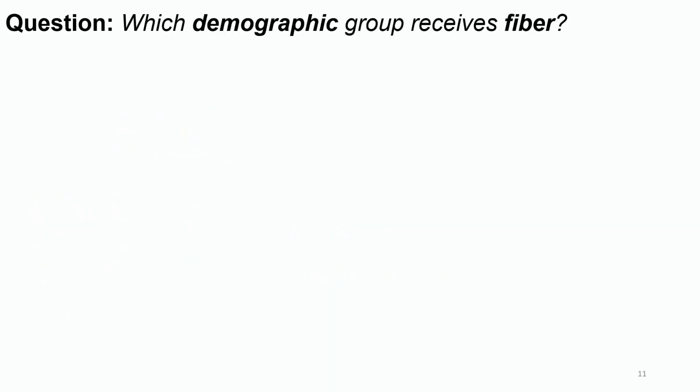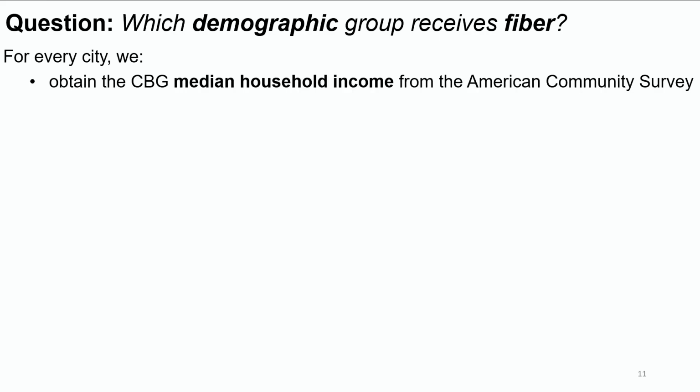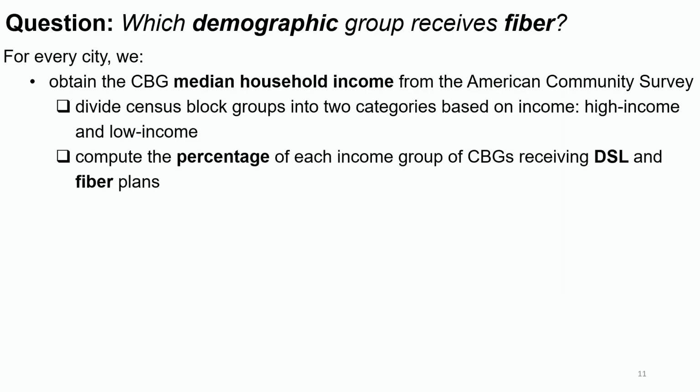So one of the analyses we then further conducted was which demographic group ends up getting fiber, so who gets this fiber. And for this, what we ended up doing was, for every city, we pull the census block group level information of median household income, and then we group all the block groups within a city into two groups of high income and low income. And at the same time, we compute what percentage of block groups of each category gets DSL and then gets fiber from a DSL fiber provider.